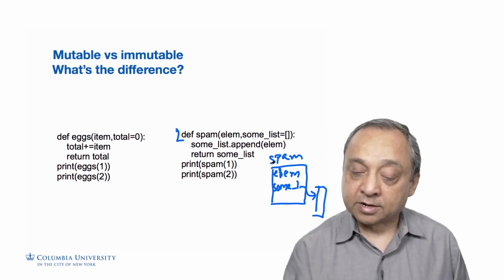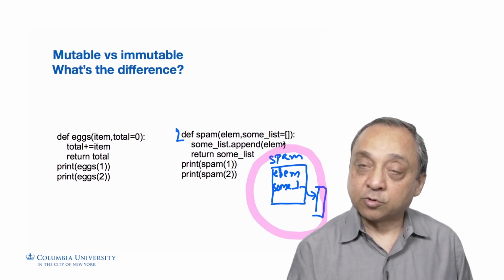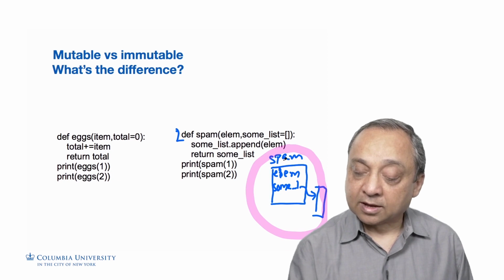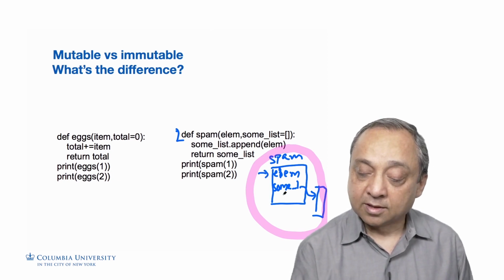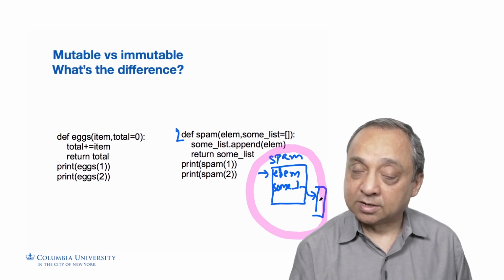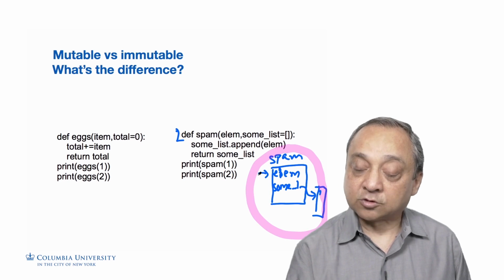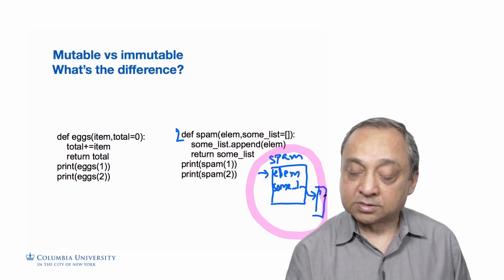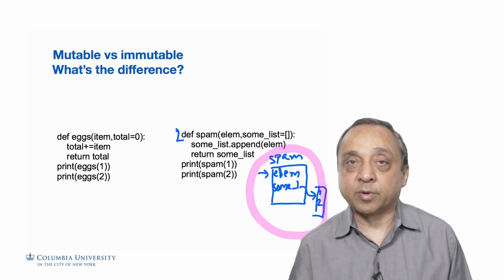The second time I call it, it says, hey, I already have this definition over here, so I'm going to use that. In this definition, I have elem, which is coming from the function call, and I have a sumList that points to a list. I'm going to use that because that's already there. This list contains a 1, so that's already there. And when you say append, it appends to this, and that's why it'll keep getting appended to that.